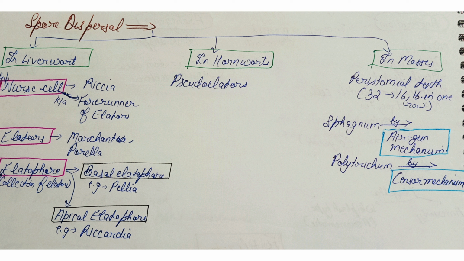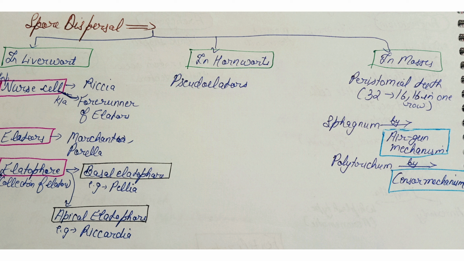In liverworts, there are three mechanisms of spore dispersal. The first one is nurse cells found in Riccia. These are called the forerunner of elaters. These nurse cells are the sterile cells of the capsule and provide food for the developing spores. They also take part in spore dispersal.